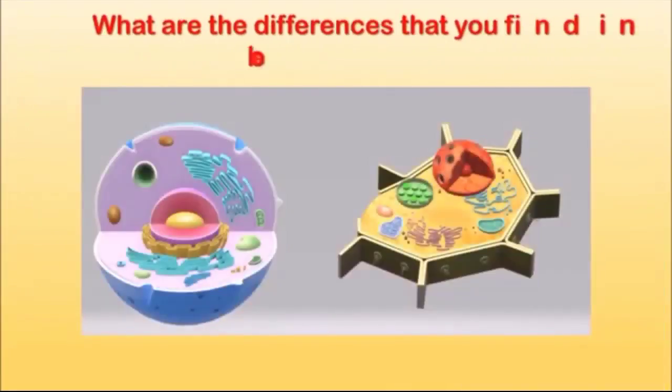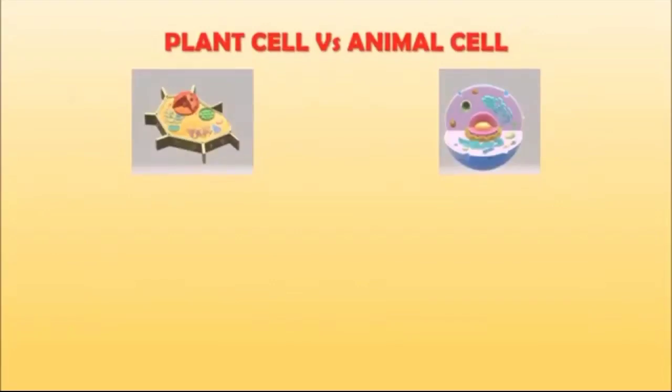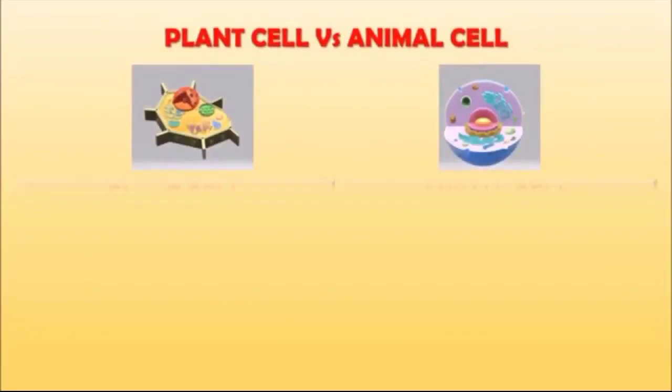What are the differences that you find between these two cells? There are two types of cells displayed over here. The first one is animal cell. The second one is plant cell. Let us see some of the differences between plant cell and animal cell. Plant cell versus animal cell.